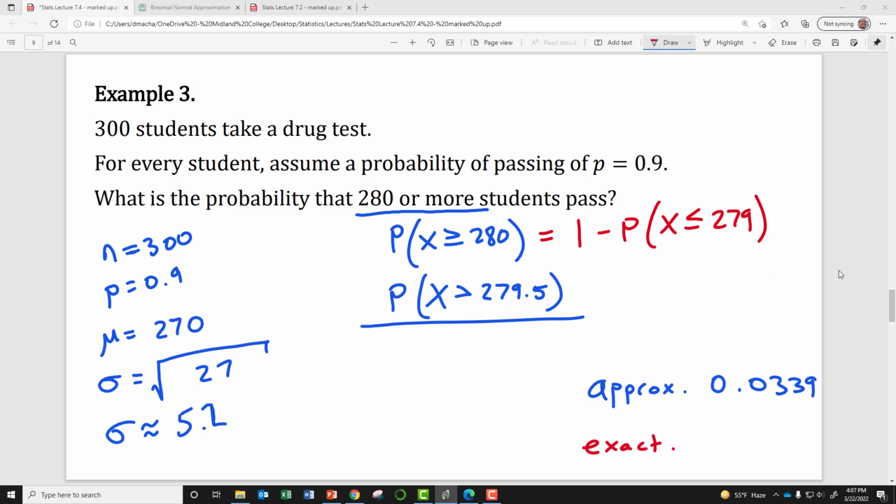So back here, I get 0.0287. That's not such a good approximation, is it? That's pretty bad. Let's see, what about my variance? My variance here would be actually 27. Oh, that's not a bad variance. So I'm actually kind of surprised that this particular approximation is so far off the exact value.